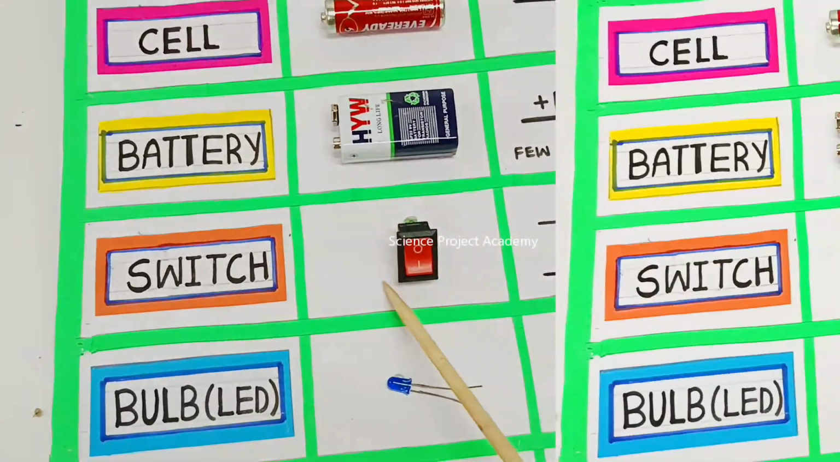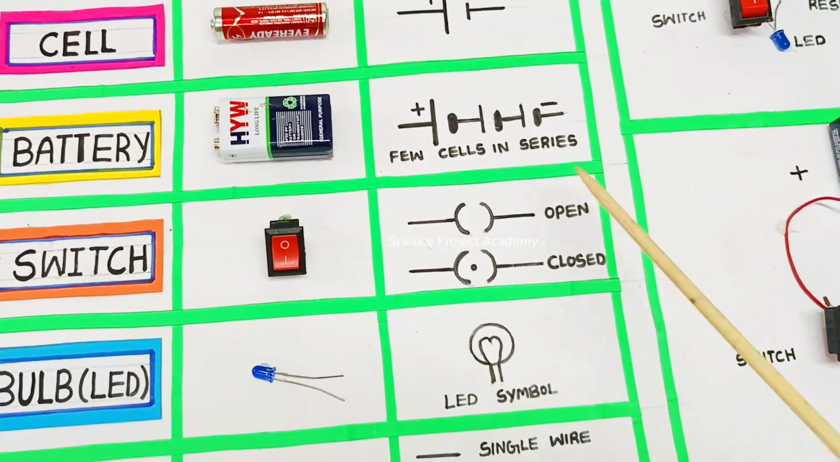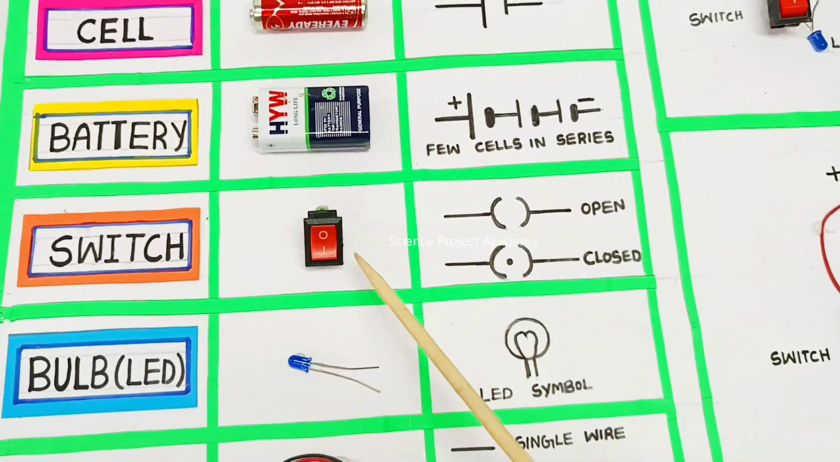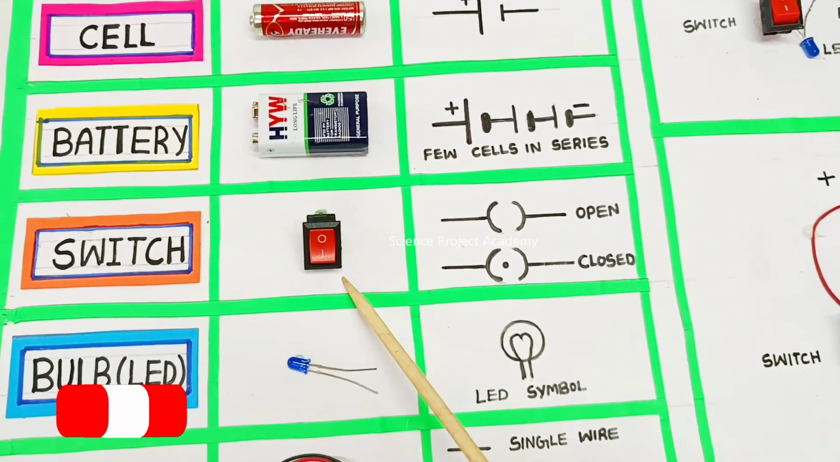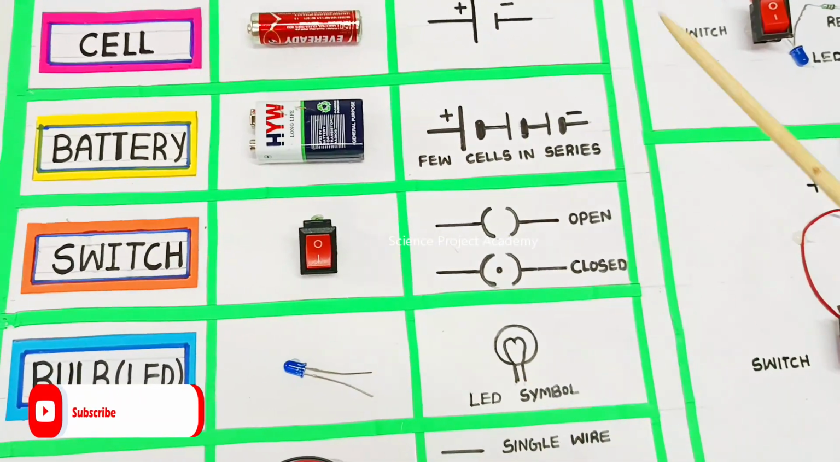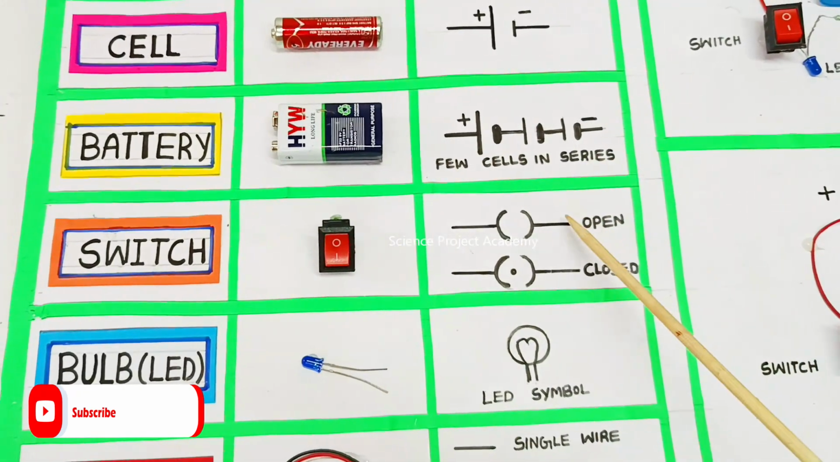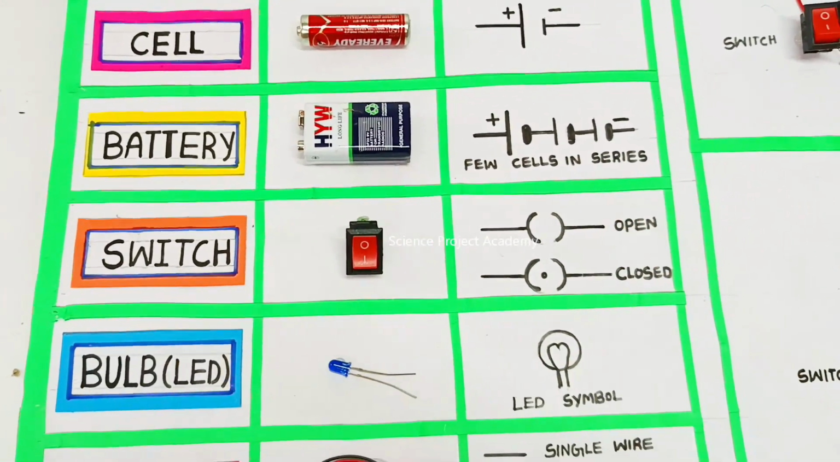And we have a switch as well. A switch is represented as an open switch and a closed switch. Closed switch means we switch on the circuit and it powers up, and when we switch off, that is when the circuit becomes open.